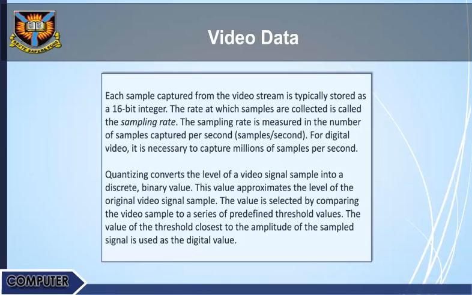Quantizing converts the level of a video signal sample into a discrete binary value. This value approximates the level of the original video signal sample. The value is selected by comparing the video sample to a series of predefined threshold values. The value of the threshold closest to the amplitude of the sampled signal is used as the digital value.